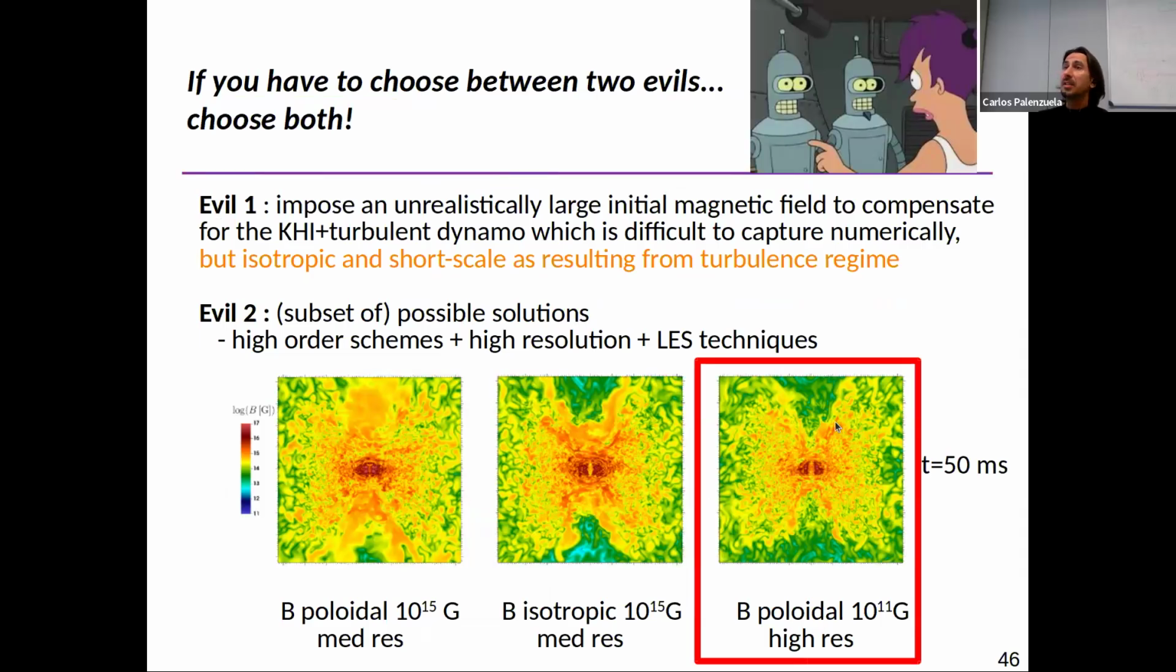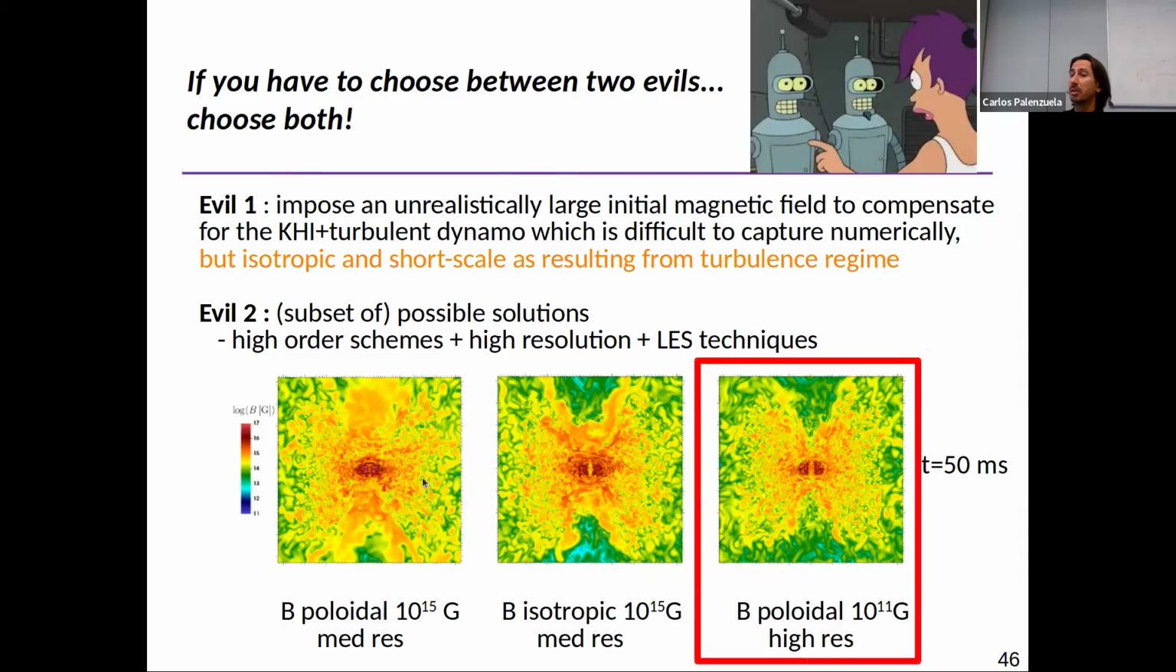And I finish with this: if we have to choose between these two evils, then choose both of them. Instead of imposing a realistic large initial magnetic field to compensate for this turbulent dynamo, do it in a way that is consistent with the physics, that is isotropic and small scale, like the one resulting from the turbulent regime. And also, if possible, try to use high order schemes, high resolution, and LES techniques in order to take into account the small scale dynamics.